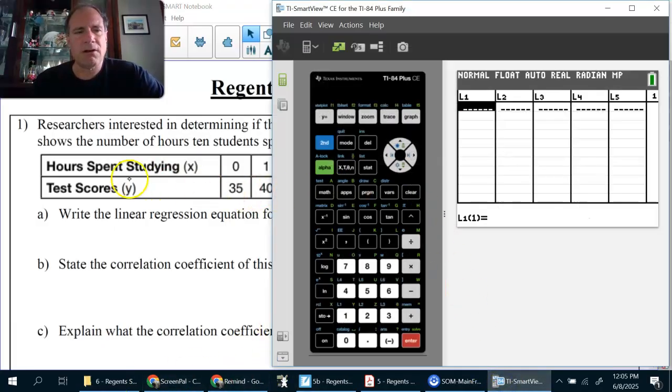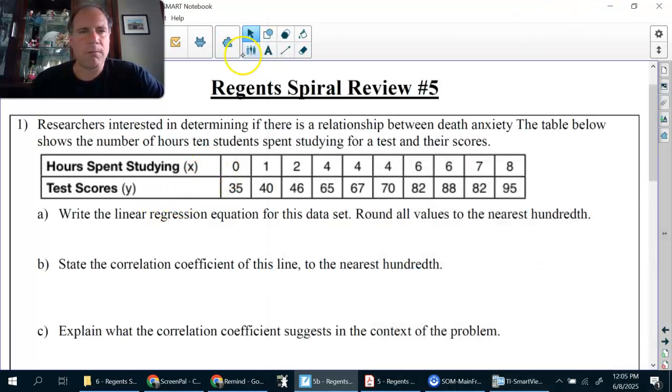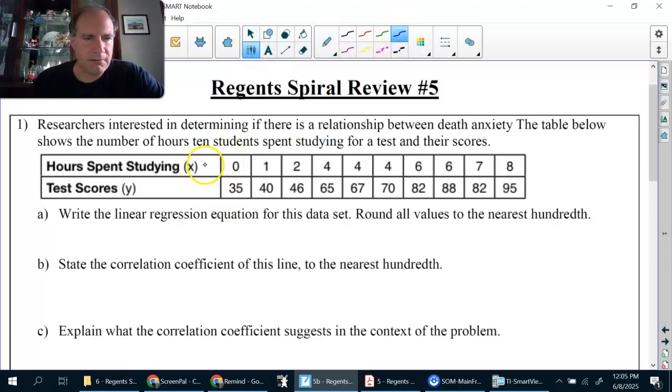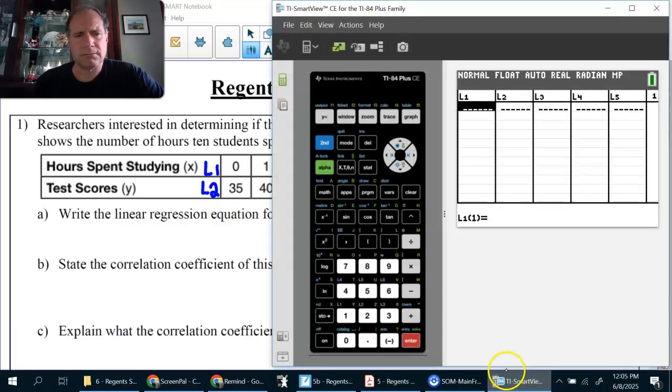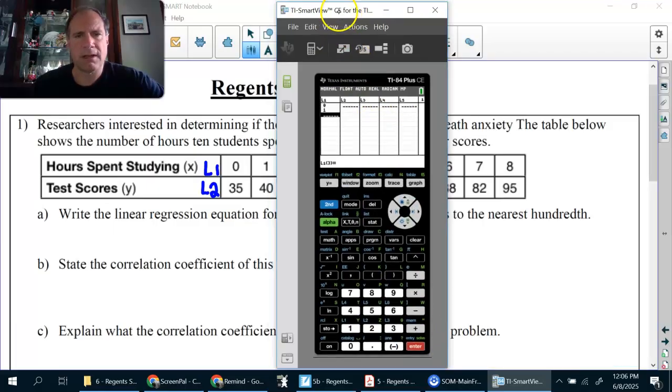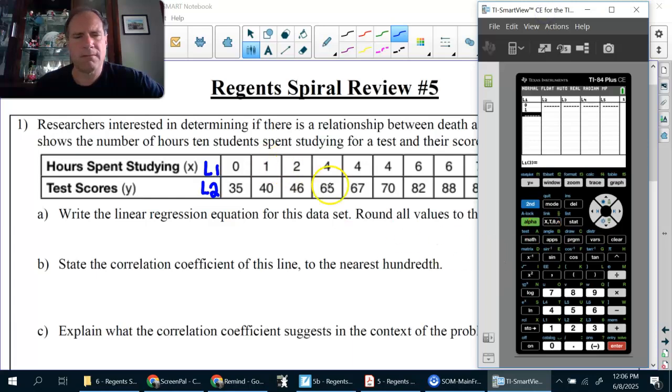So we are talking about inputting all of the data set right here, hours spent studying and test scores, into L1 and L2. This is your L1 and this is your L2. So when you input your numbers, you have to press stat and then edit, enter, and then you're just going to press 0, 1, and you're going to go along like that, inputting all of the numbers.